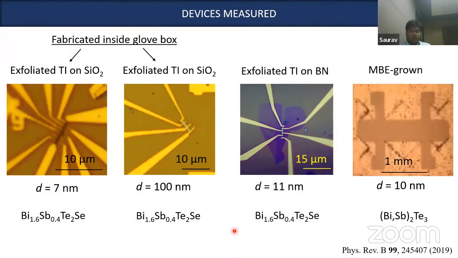So we looked at different kinds of devices, both thinner topological insulators as well as thicker topological insulators on SiO2 substrate, on boron nitride substrate. Some were fabricated inside a glove box to remove the effect of oxygen, and we also investigated large area samples from our collaborators to also investigate what the dephasing mechanism is.